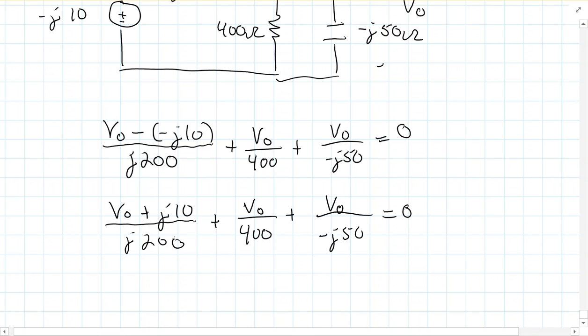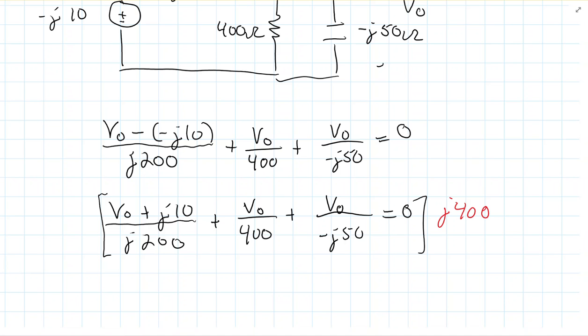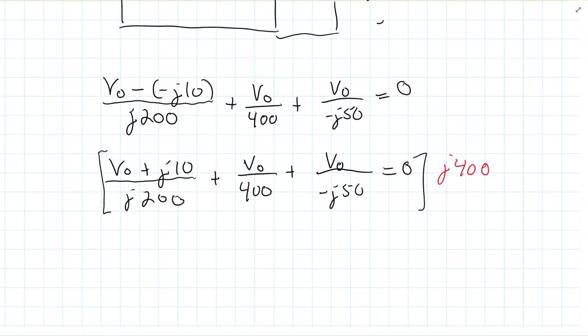Now, the analysis of this is exactly the same as what we did in circuits 1, but the only difference is we've got complex numbers. But we're still going to do the same thing, clear out the fractions here. So, I have a 400 here, but I'd also probably multiply through by the j as well. So I'm going to multiply by j400. So now let's be careful here, not make mistakes. So if I do j400 divided by j200, that's 2. So I'd have 2 V out plus j20.